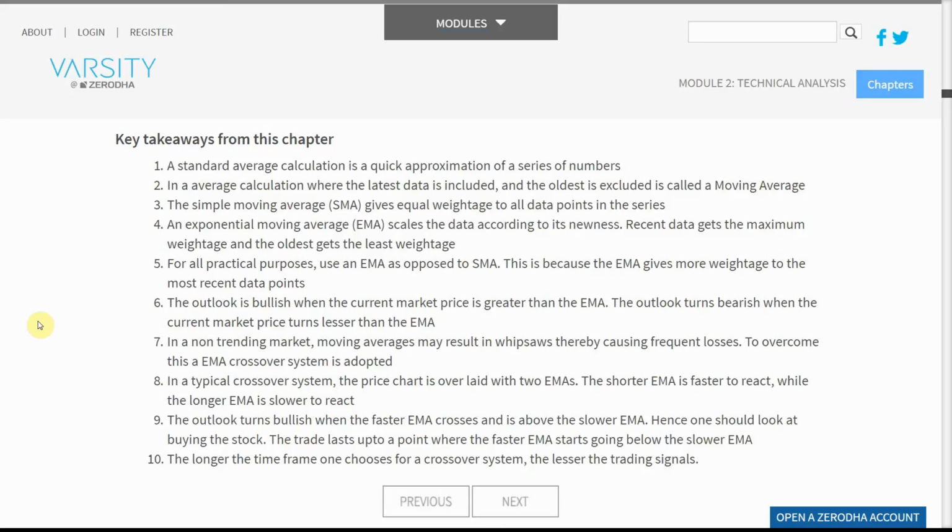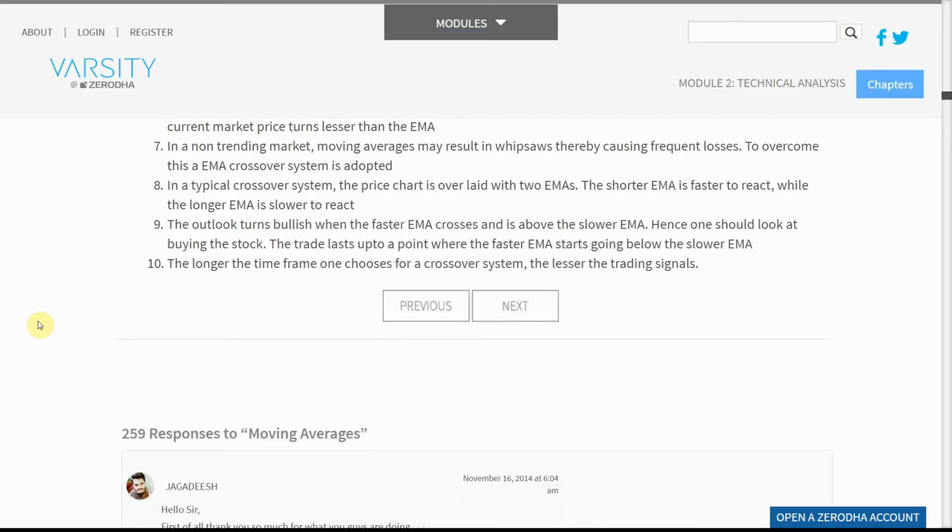In a non-trending market, moving averages may result in whipsaws, thereby causing frequent losses. To overcome this, an EMA crossover system is adopted. In a typical crossover system, the price chart is overlaid with 2 EMAs. The shorter EMA is faster to react, while the longer EMA is slower to react.